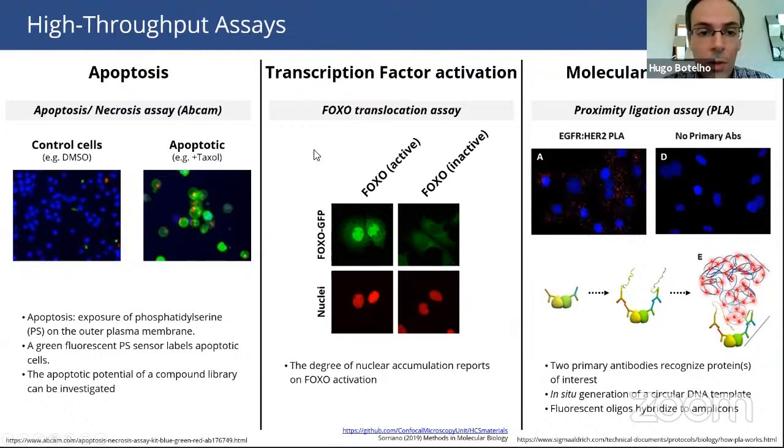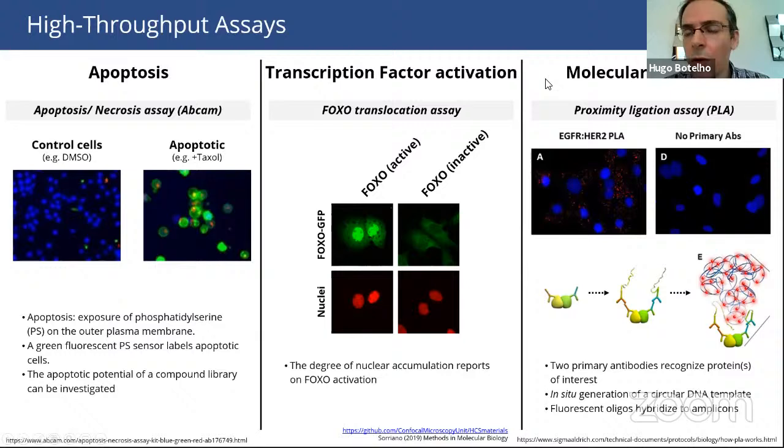If your work is concerned about the activation of transcription factors, you can stain the nuclei of these cells, fuse GFP to your transcription factor, and detect whether this transcription factor is located primarily in the cytoplasm or in the nucleus. And if it's in the nucleus, it should most likely be active.